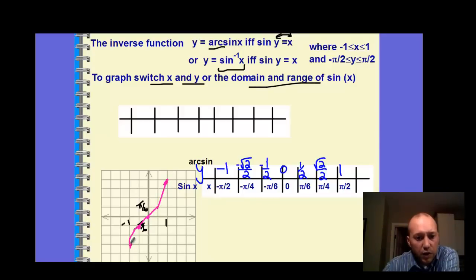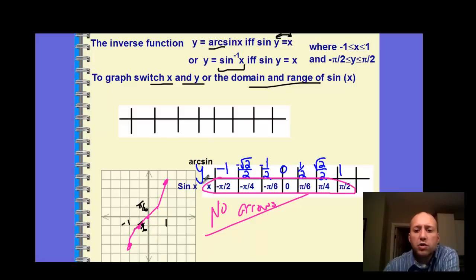Now for the inverse function, there are no arrows. So no arrows here because we have restricted the domain. And so we only have these radian measures, and so we only have this graph. These would be endpoints. So it stops.